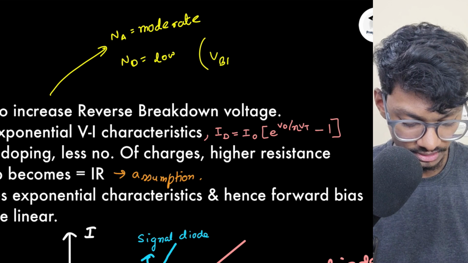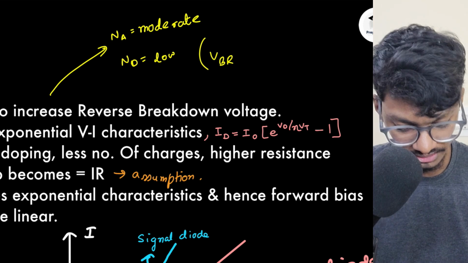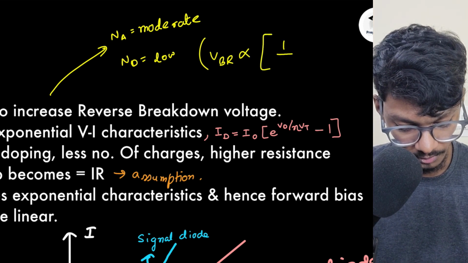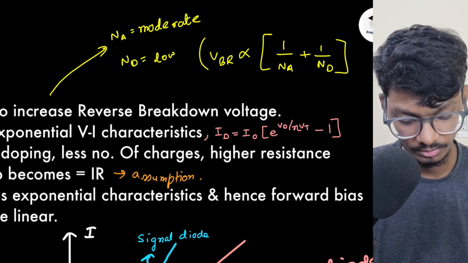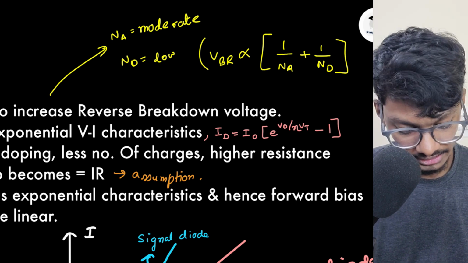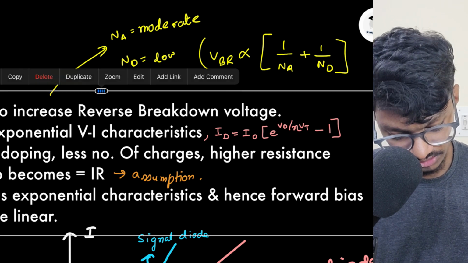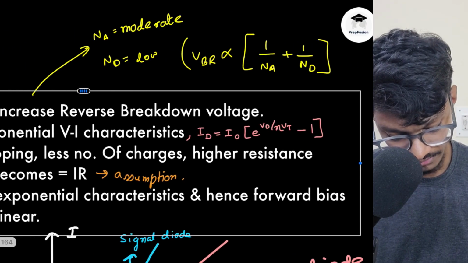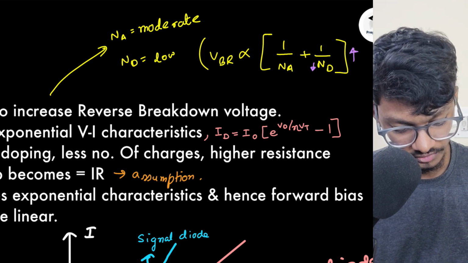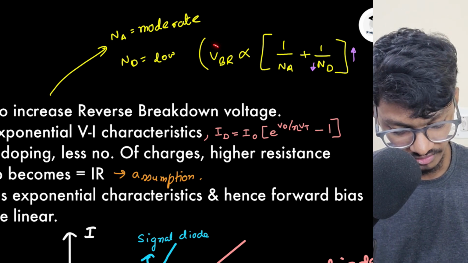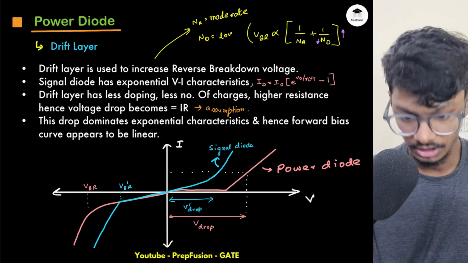So VBR, the formula is something like this: it is inversely proportional to Na plus Nd, somewhat like this, inversely proportional to 1 by Na plus 1 by Nd. Other things are there, I don't care about those things. So here my Nd is getting lower. If my Nd is getting lower, what will happen? Na is moderate, just hold on, Na is moderate, but Nd is getting lower. So overall this VBR will obviously increase. It will not get lower, it will only increase, right? So this is the important thing about VBR.